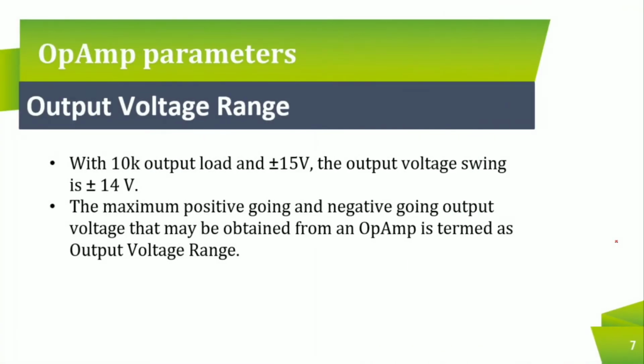The next is output voltage range. What is the output voltage range? If I am using a 10 kilo ohm output load, and again using plus and minus 15 volts as VCC and minus VCC, then the output swing can be plus or minus 14 volts. It is defined as the maximum positive going and negative going output voltage that may be obtained from the op-amp, and that is termed the output voltage range.